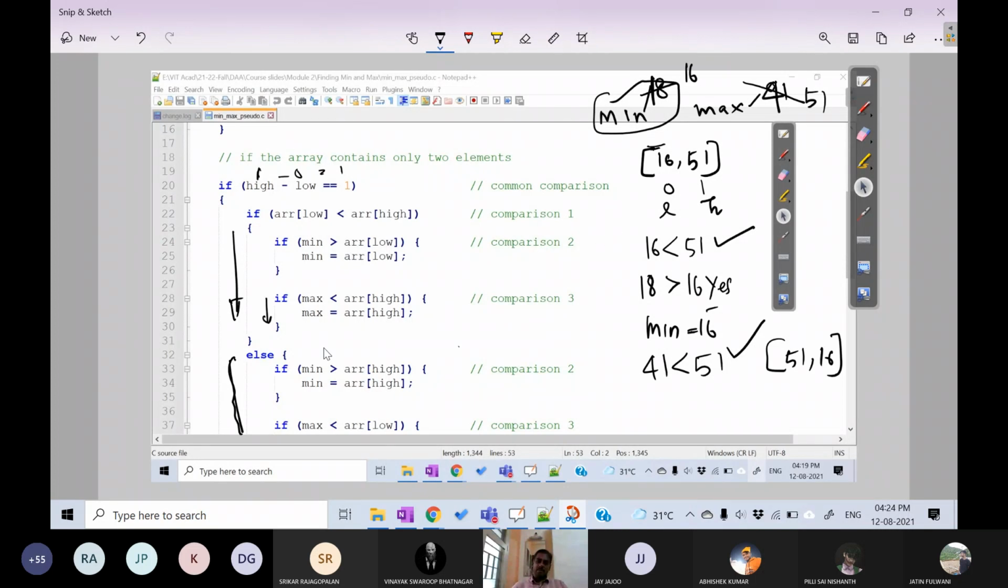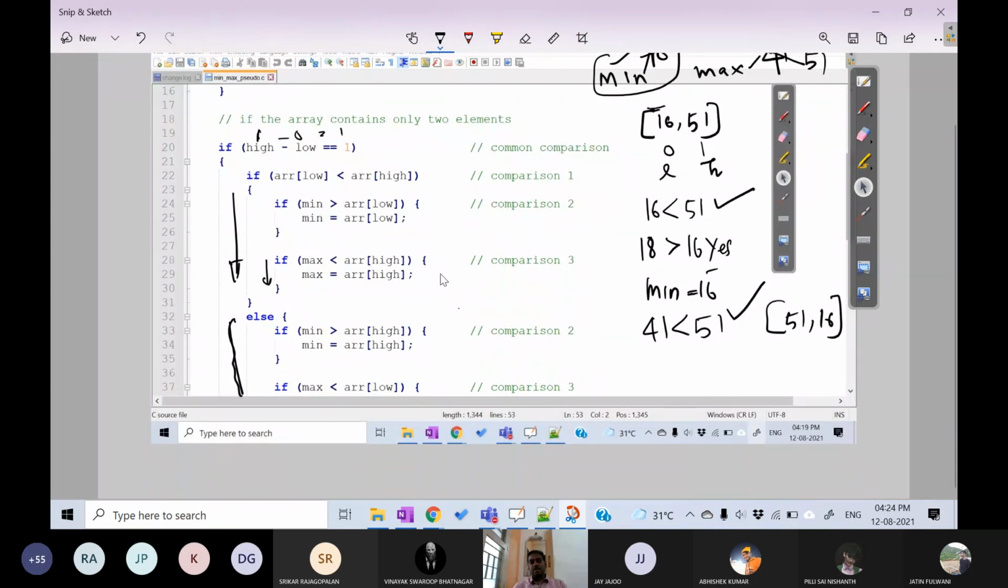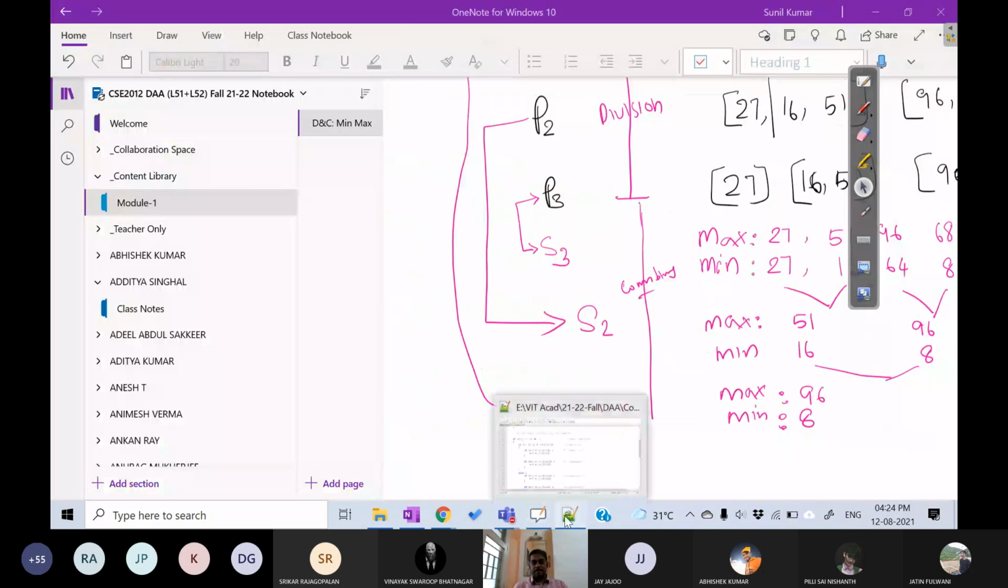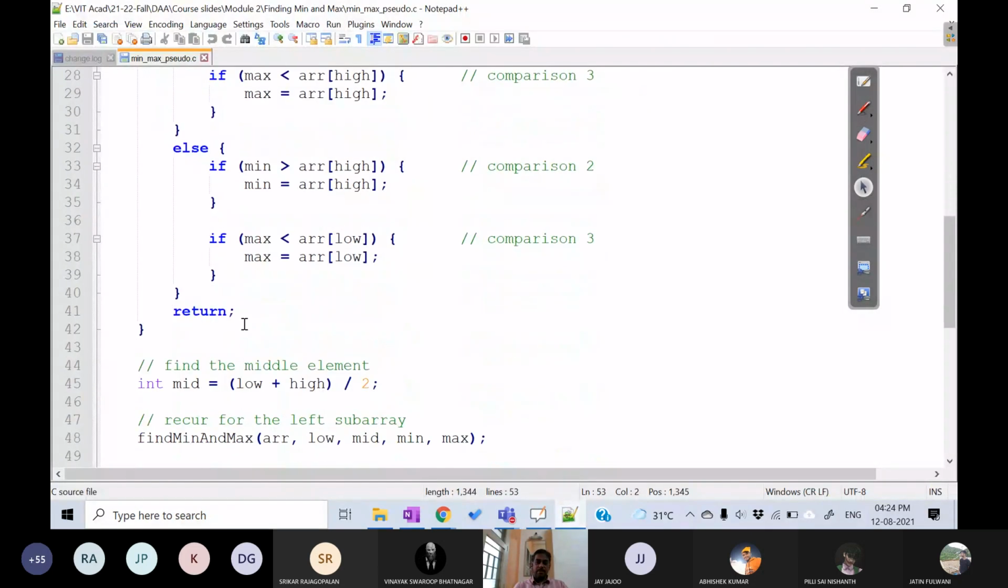So if you go through this pseudo code, you can understand that it will very easily compute the maximum and minimum. Similarly, we have other cases too. If you go down, you have other cases too. And this is also a base case. That is why in line number 41, you have a return. Now both the base cases are written.